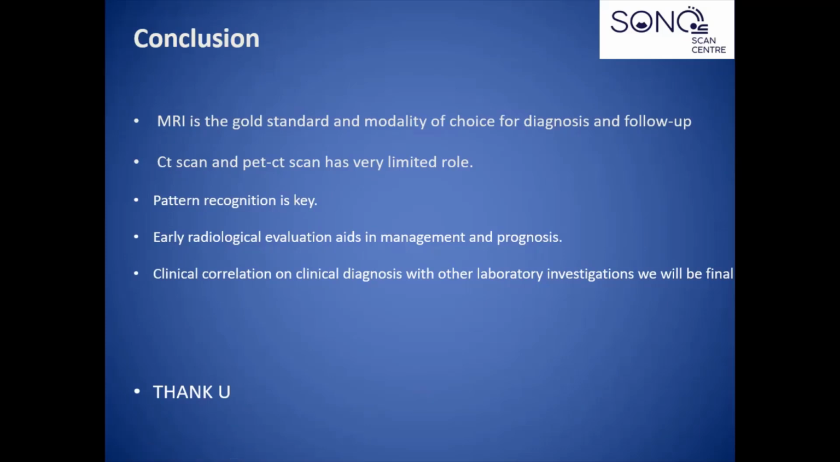So what is the conclusion? MRI is the gold standard and modality of choice in radiology for diagnosis and follow-up. CT scan and PET-CT scan have a very limited role. Pattern recognition is the key to narrow down the DD. We saw all the patterns: multiple sclerosis, with juxtacortical, intracortical, Dawson's fingers, periventricular, asymmetrical, supratentorial, infratentorial; or with immunocompromised patients, we're dealing with the JC virus; or any post-viral infection, we're dealing with ADEM. So pattern recognition is the key.